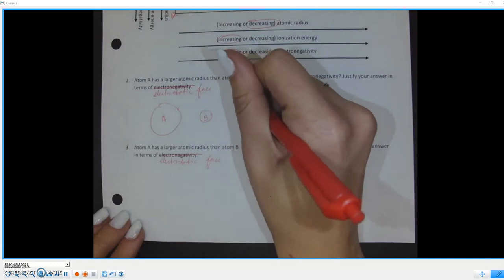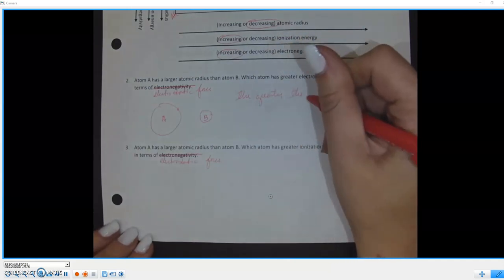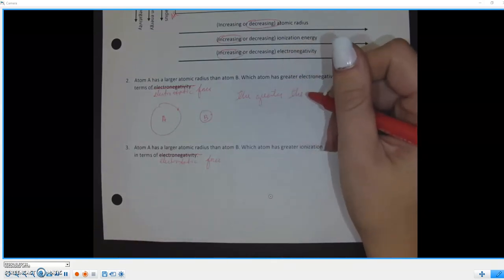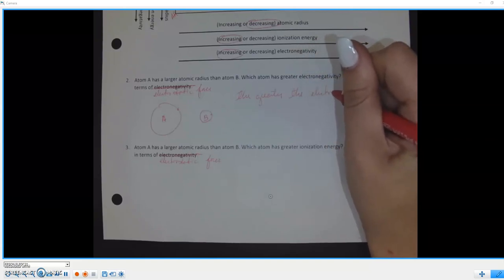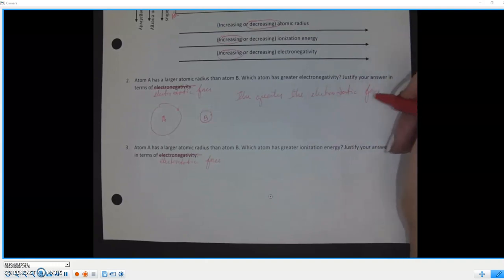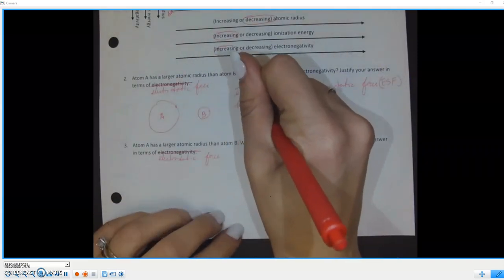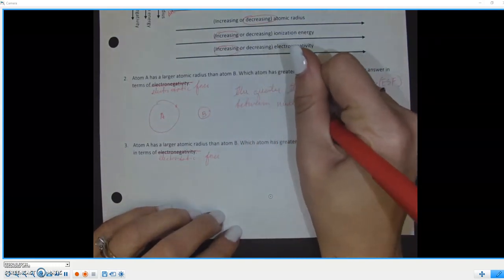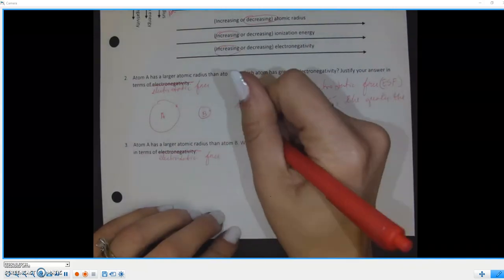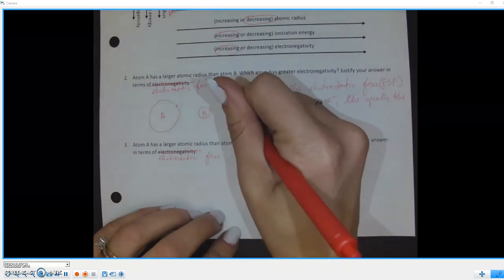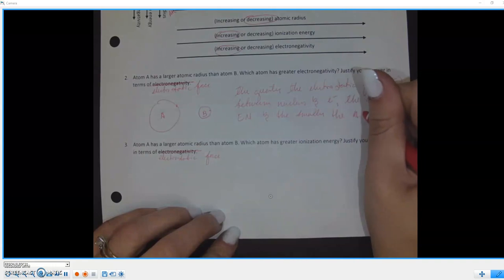So the greater... I'm trying to think of the wording. The greater the electrostatic force, now we're going to be saying this a little bit, so I'm going to change. We're going to have electrostatic force, okay? So the greater the electrostatic force between our nucleus and electrons, the greater the electronegativity, and the smaller the atomic radius.